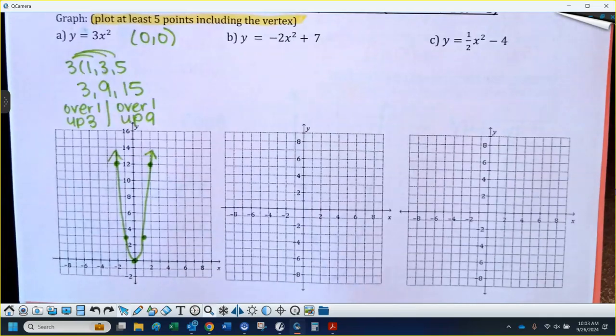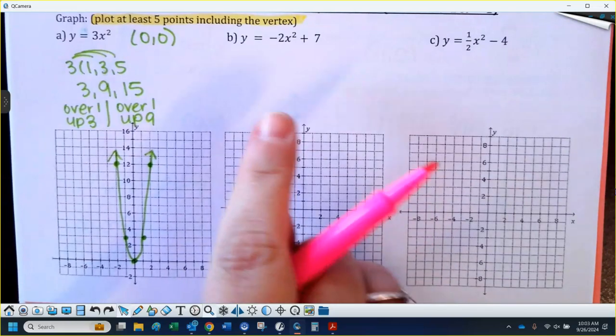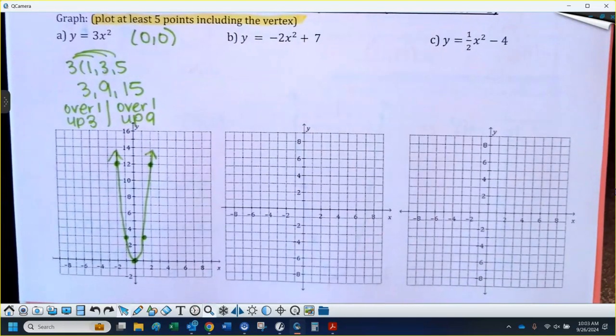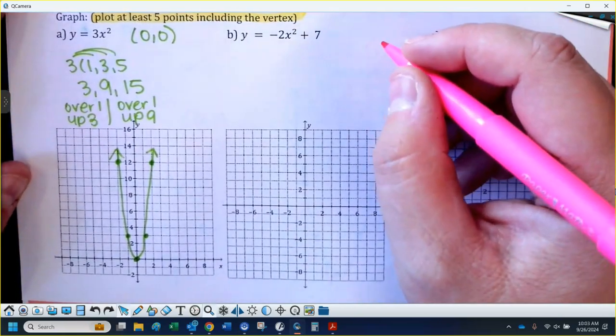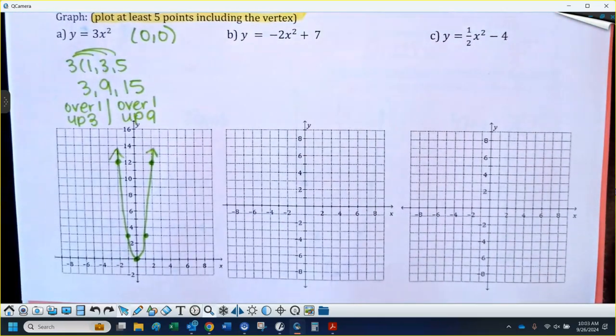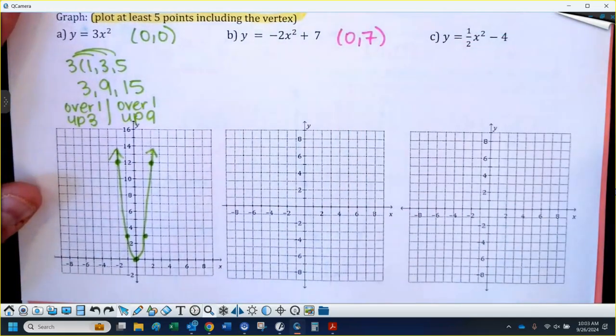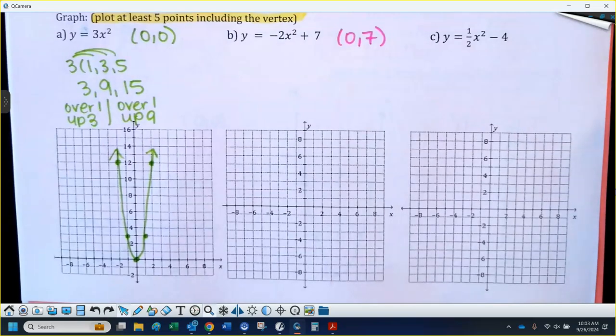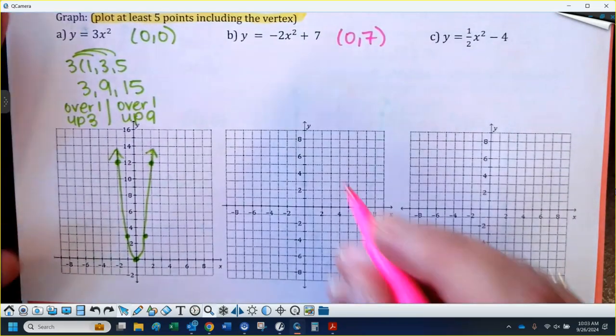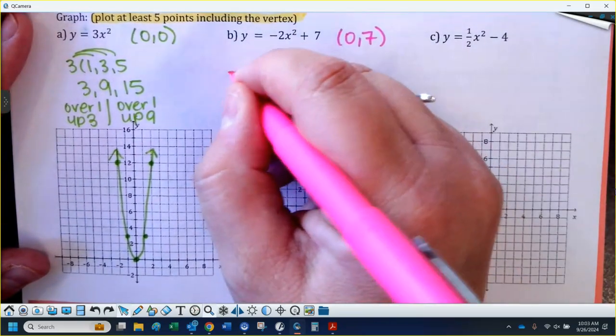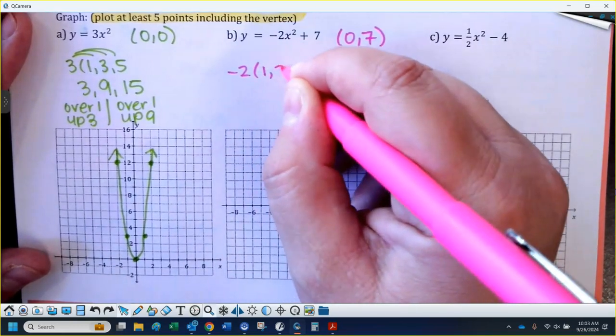Can anybody tell me what the vertex would be for the graph in the middle if I've got y equals negative 2x squared plus 7? What would the vertex be? The negative 2 affects the stretch and shrink. It's (0, 7). All of these will have an x coordinate of 0. If you have a plus or minus to the side, that'll just be the y coordinate of the vertex. So (0, 7). Now, my a value is negative 2.